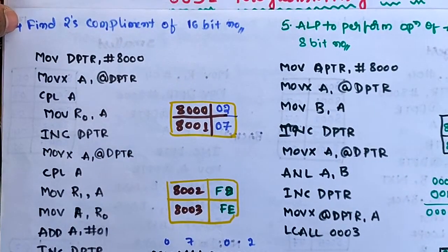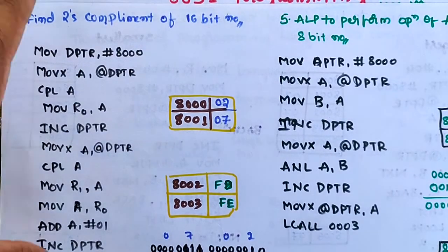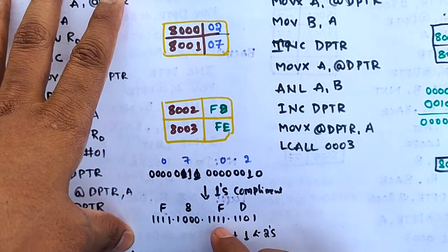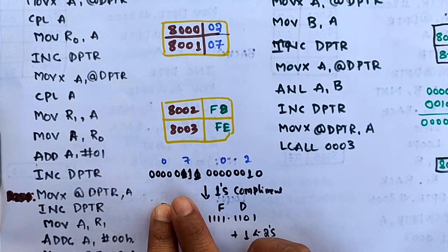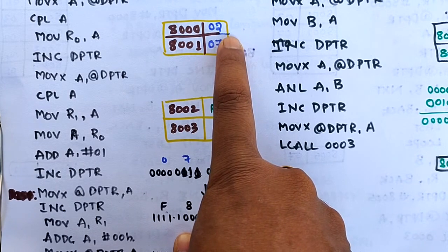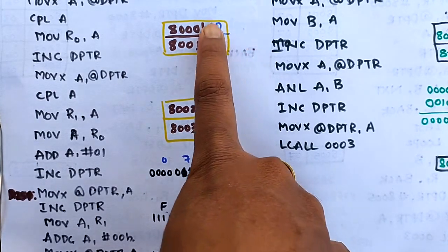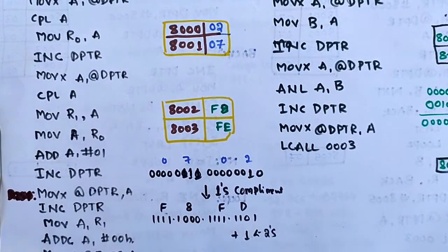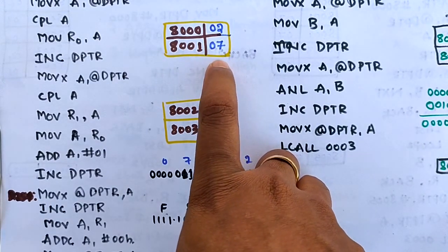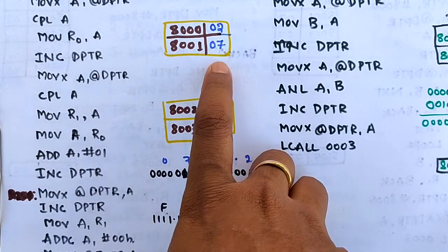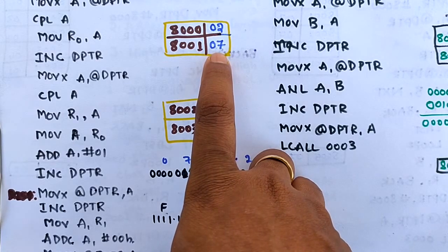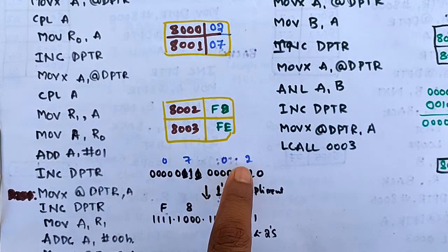that is 2's complement of a 16-bit number. So I will explain the logic only. After that, by using the instructions, we can write the program. I have selected 2 inputs for the 2's complement of a 16-bit number, because the 8051 is able to load only an 8-bit number. Therefore the 16-bit number I will load in 2 different locations, 02 and 07. So the lower order byte is 02 and the higher order byte is 07. So this number is 0702.